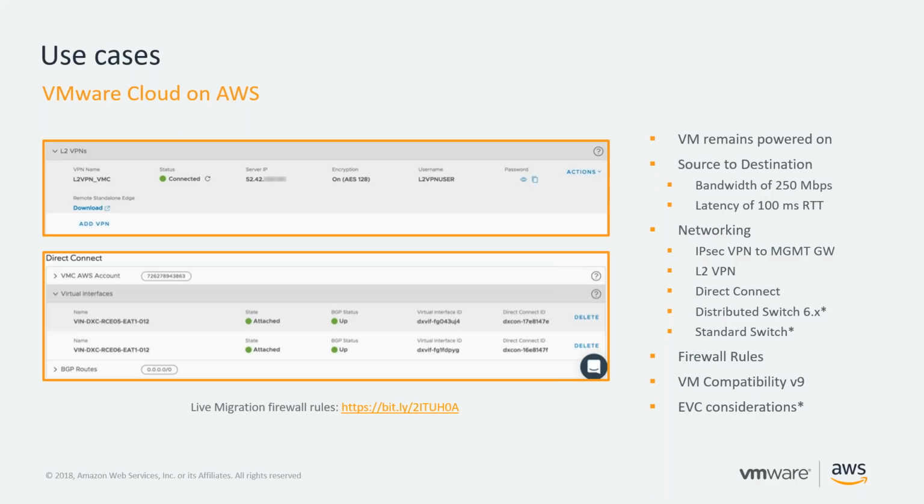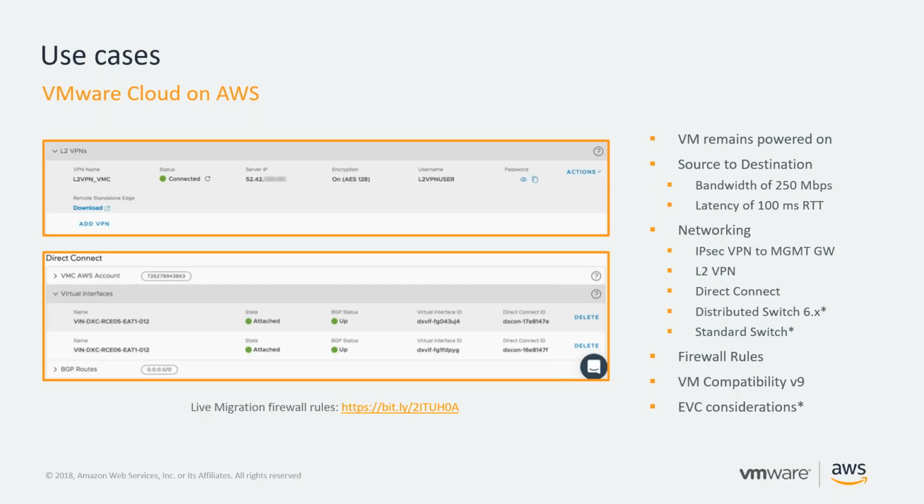So as far as use cases with VMware Cloud on AWS, we'll go through, for example, the live migration firewall rules that you need to set up. So let's say, for example, your VM remains powered on, your source to destination. You do have to have the bandwidth requirement of 250 megabits per second. Latency also, 100 milliseconds round trip. Networking, IPsec VPN to management gateway. You can leverage that layer 2 VPN, even a Direct Connect, a distributed switch, 6.0 and higher. And then also standard switches, if you do have those, you do have the option to leverage that.